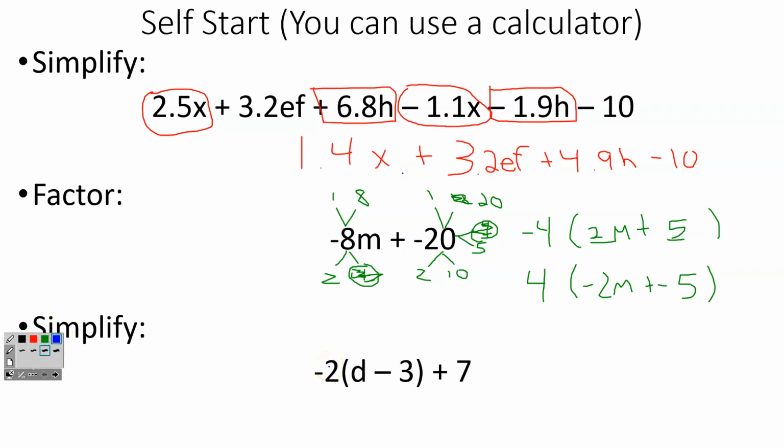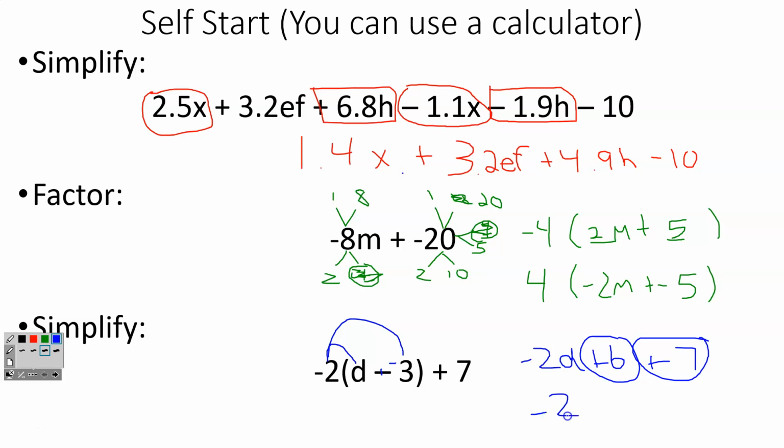Last one wants us to simplify. Based off of what I remember, we're going to distribute first. So I'm going to go woo and get a negative 2 times d, which is a negative 2d. Woo! I'm going to use my superpower. A negative 2 times a negative 3 gives me a positive 6. And then I'm going to use that plus 7. So I can combine a positive 6 and a positive 7. I'm going to bring down my negative 2d because I can't combine that with anything. And a 6 and a 7, because they're both positive, is going to give me a positive 13.